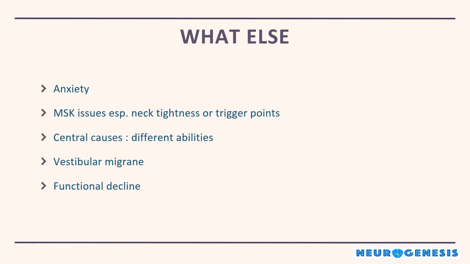So he'll develop some neck tightness, and you can find certain areas which you can do some amount of massage or trigger point management. Then the patient comes with central cause of vertigo. They may come with stroke, so they have different abilities which need to be addressed as well. Sometimes the patient gets headache, vestibular migraine, and with all of this they have functional decline.